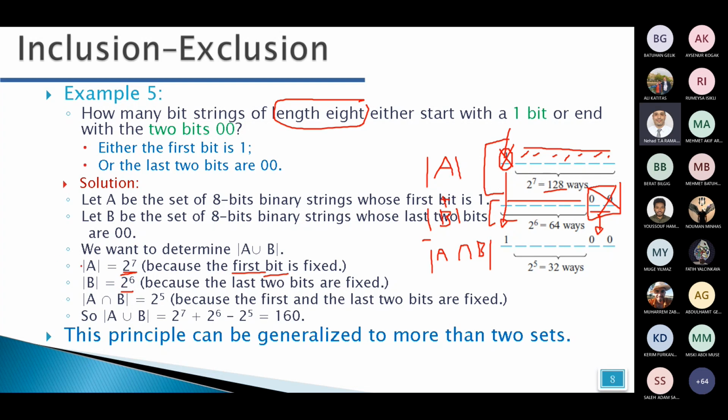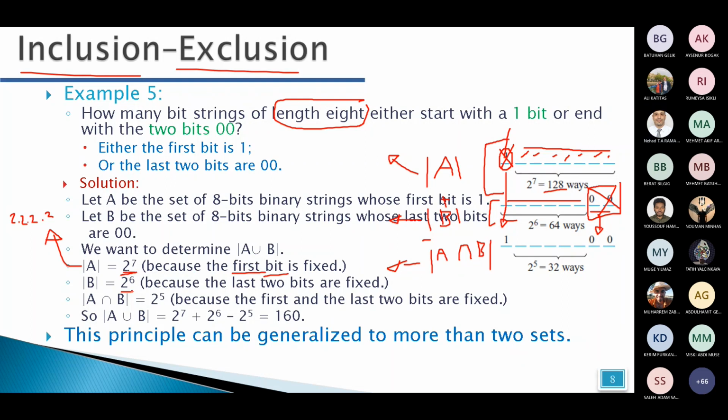Actually, to calculate A, we use the product rule. It's 2 multiplied by 2 multiplied by 2, 7 times. So you can consider this one a product problem. This one is a product problem. And this one is a product problem. Then you can apply the subtraction rule, or inclusion-exclusion rule.